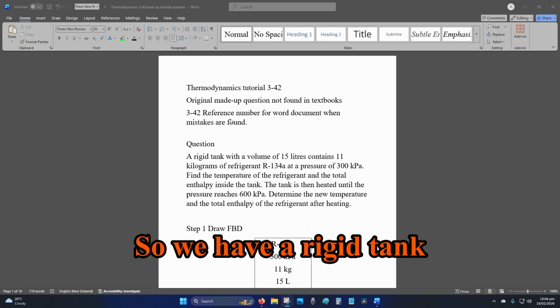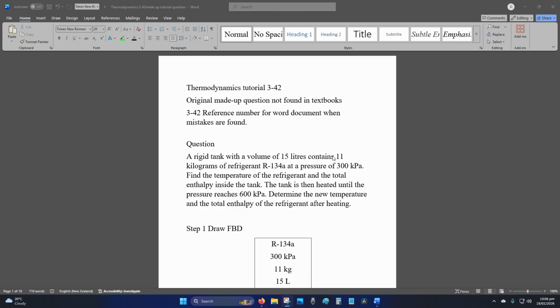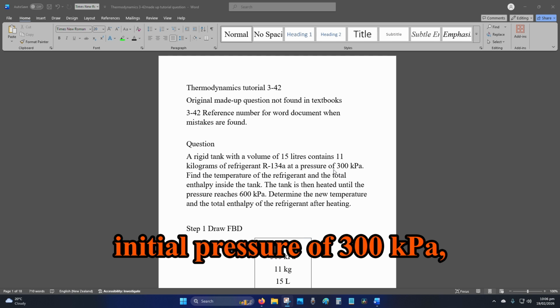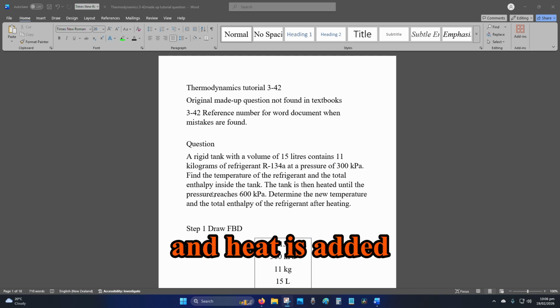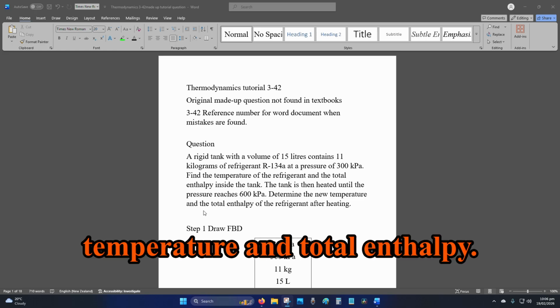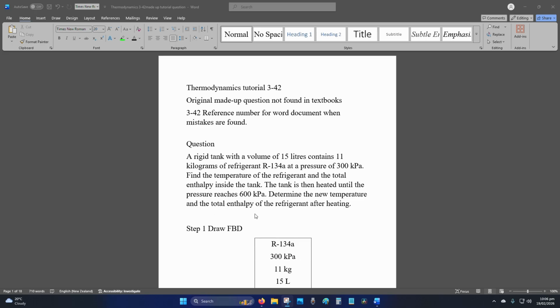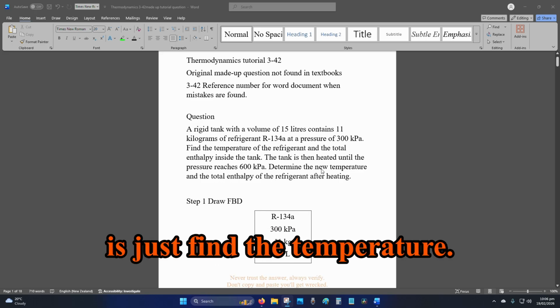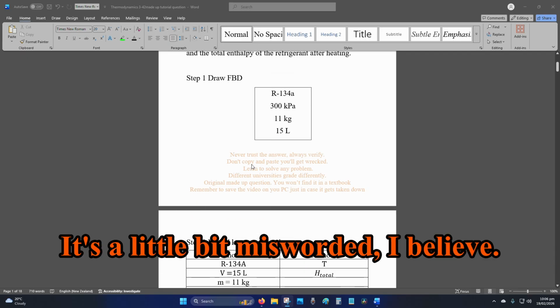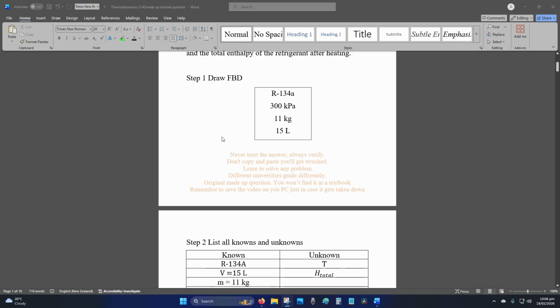So we have a rigid tank with a volume of 15 liters, 11 kilograms of refrigerant R-134a, initial pressure of 300 kPa, and heat is added until it reaches 600 kPa. Find the new temperature and total enthalpy. What they should have written is just find the temperature. It's a little bit misworded, I believe.